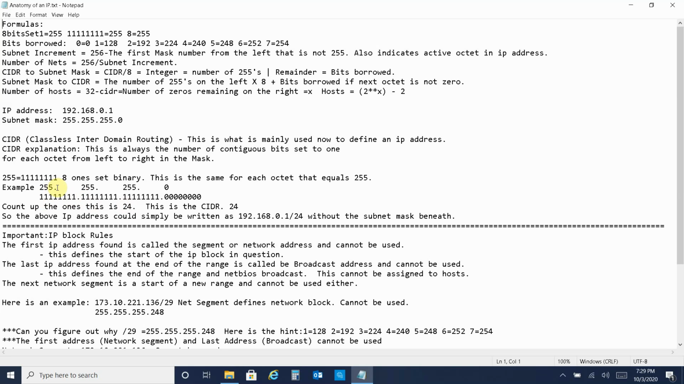Each one's 8, so 8 times 3 is 24. So the CIDR for this is 24. You get this from the subnet mask. So another way to write this would be 192.168.0.1/24. You wouldn't need the subnet mask beneath. On the test, they will give you an IP address and then a slash and then the CIDR. CIDR is always a slash and then a number.